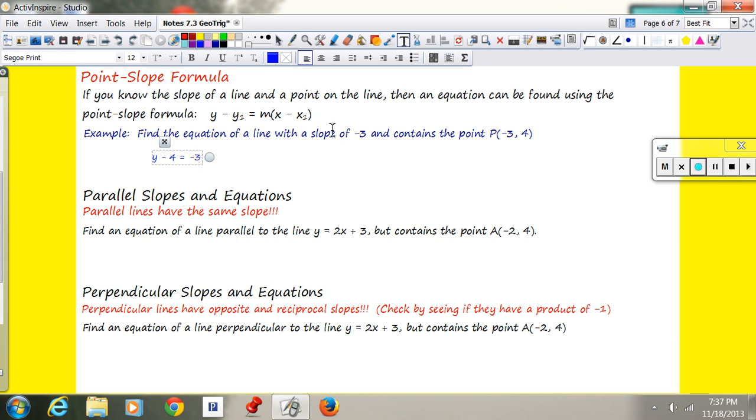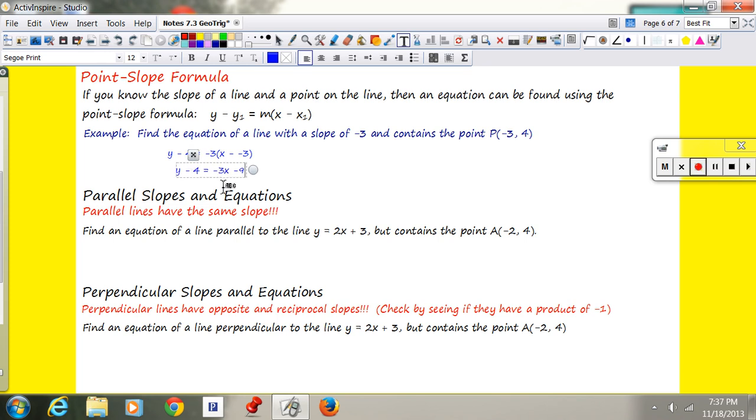M is right here, the slope. And then parentheses, x minus the x, which was -3. Okay, so that would be your formula. Then all you've got to do to get your equation is just simplify that. So you'd have y minus 4 equals, and that would be -3x. And the double negative right here is going to become a +3. So -3 times +3 would be a -9.